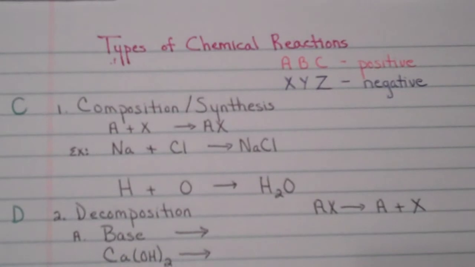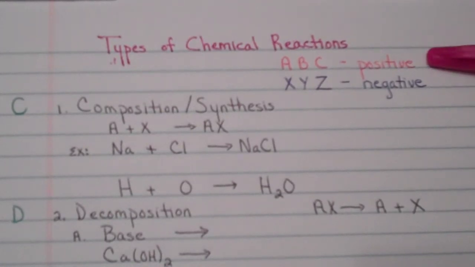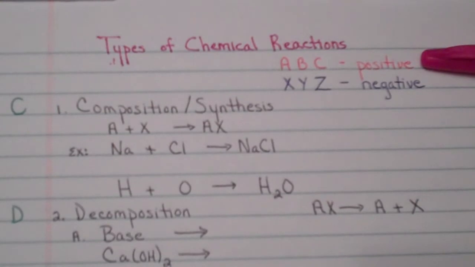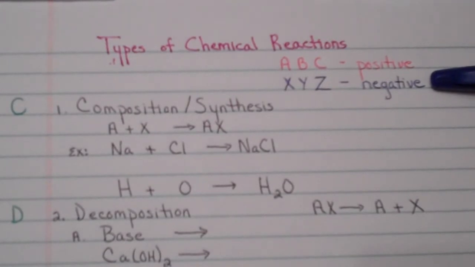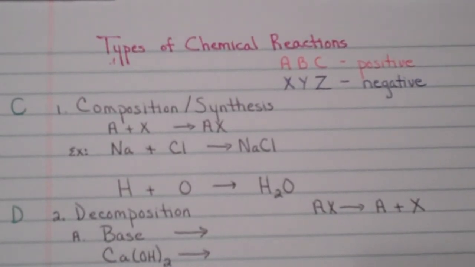This talk is going to deal with types of chemical reactions. And as I'm talking about reactions, I'm going to be using symbols. As you can see, I'm going to be using symbols such as A, B, and C to represent the positive portion of a molecule. And I'll be using X, Y, and Z at the end of the alphabet to represent the negative, the back end of every neutral molecule.